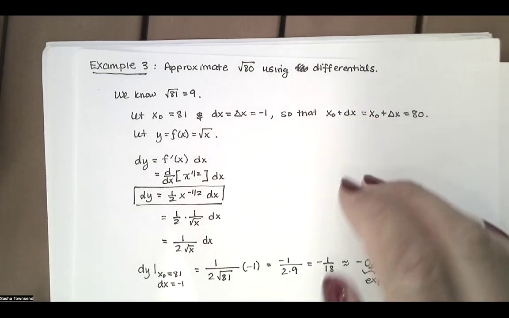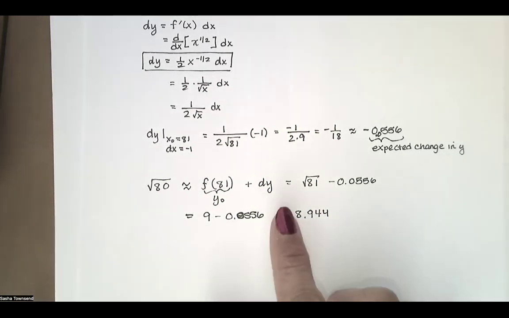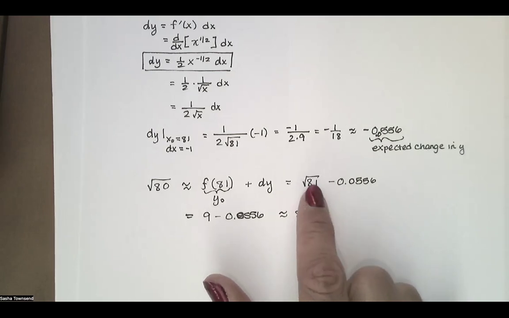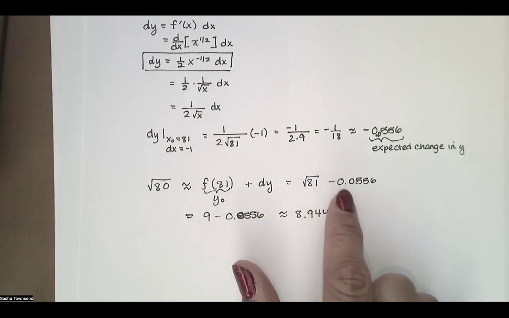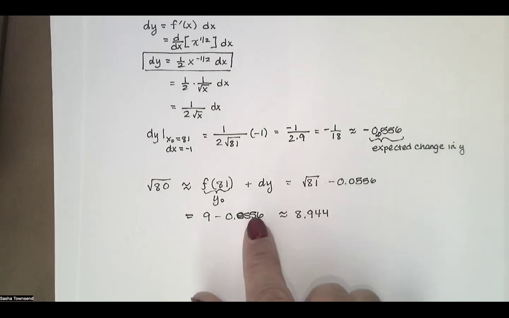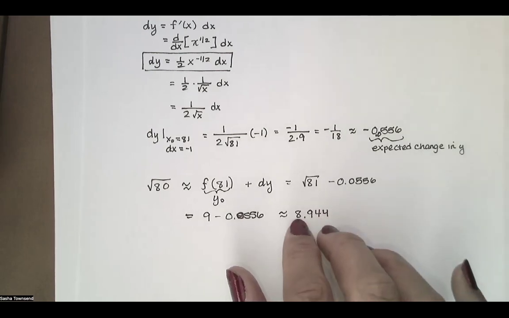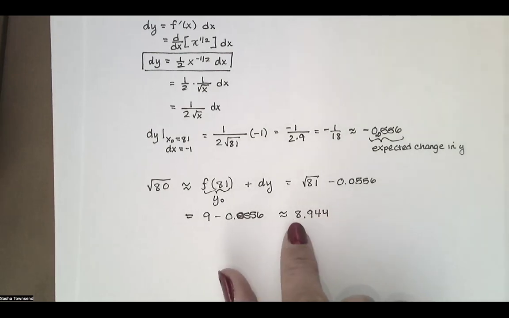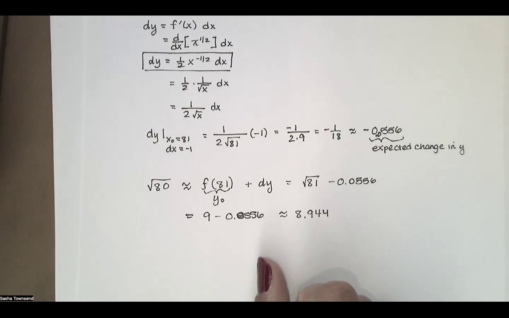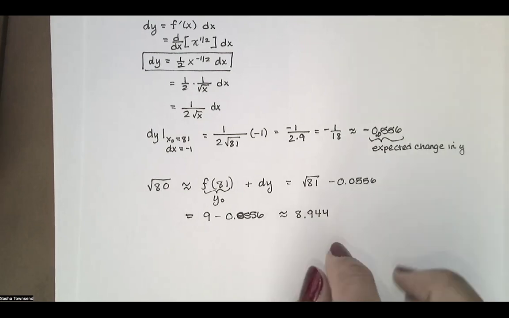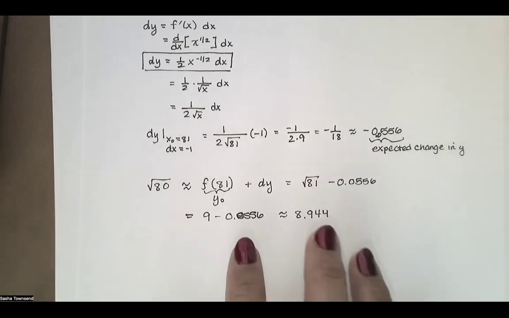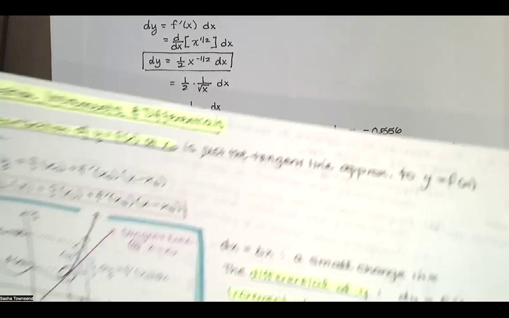We know the square root of 80 is very closely related to that square root of 81. So we take the original square root of 81, and then we add the change in y that's expected using the tangent line approximation to get an approximation of the square root of 80. And we found out that it was pretty good. The error was less than 0.001, which is very small. We didn't do relative error on this one, but we could have if we wanted to.